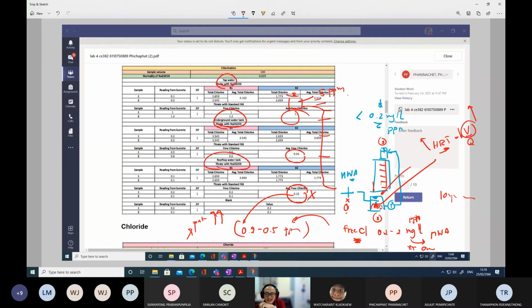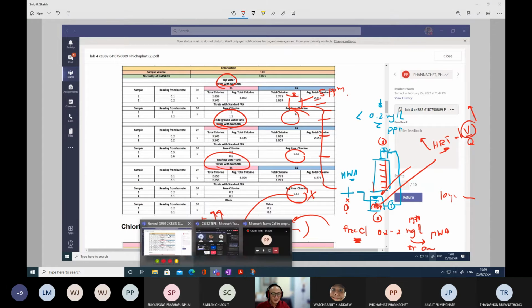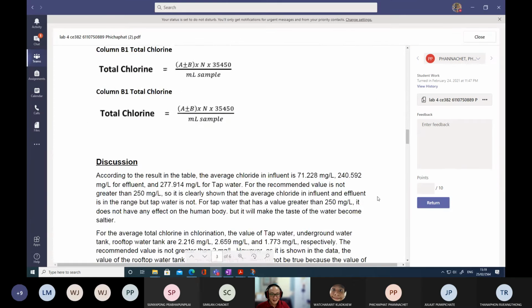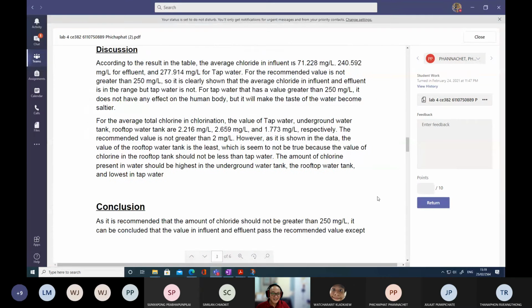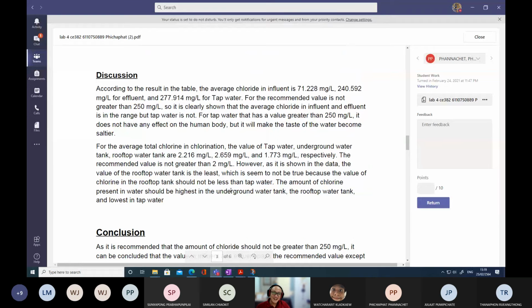Okay, so this is the issue related to the coordination. I'm not sure whether you discussed this point or not. I think you have missed many points in the discussion.